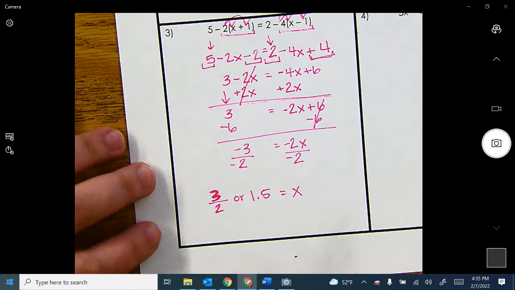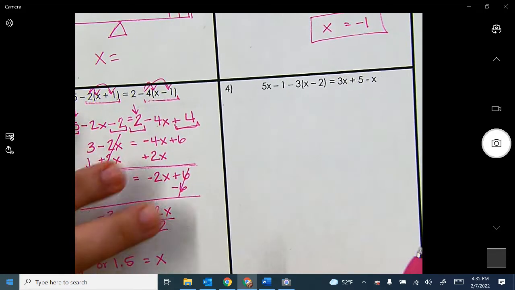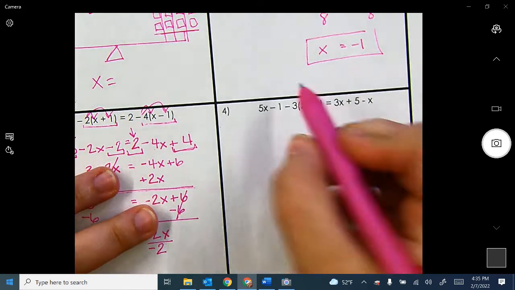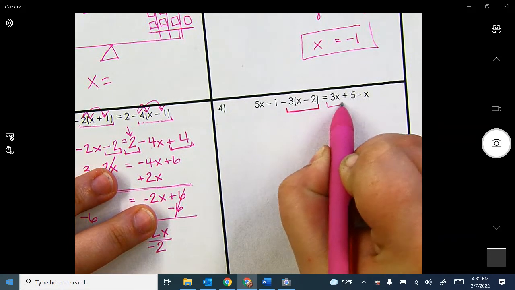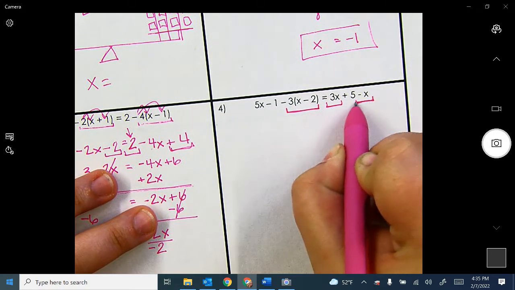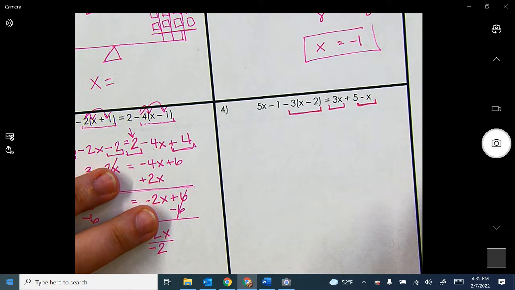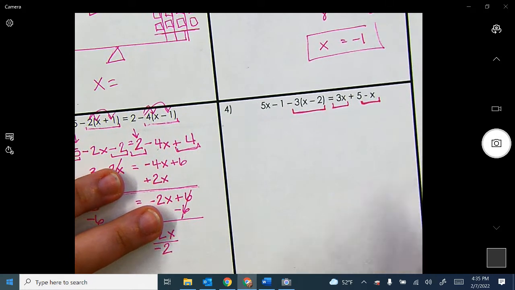Okay, moving on to problem 4. Again, I see some distributive over here on the left, and then I also see some combined like terms on the right, but we'll get to that in a minute because I'm going to have to do that on the left too. So let's start with that distributive.